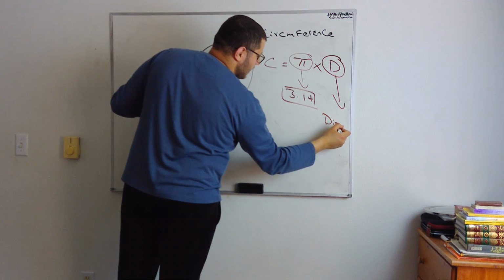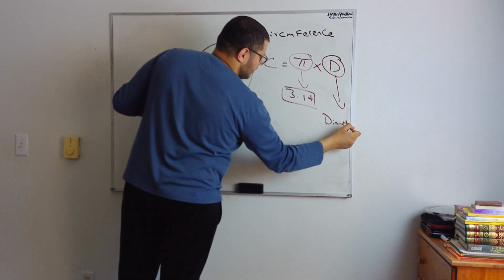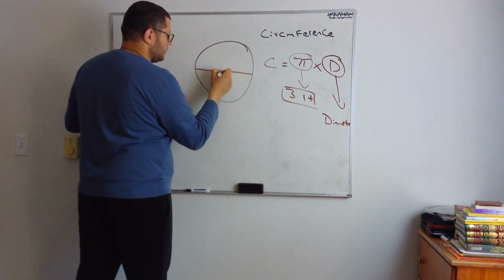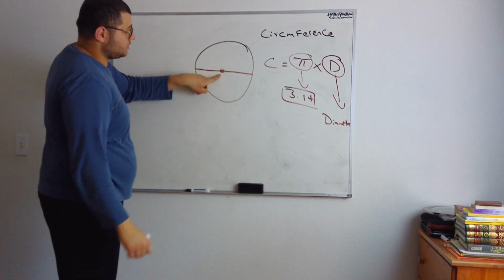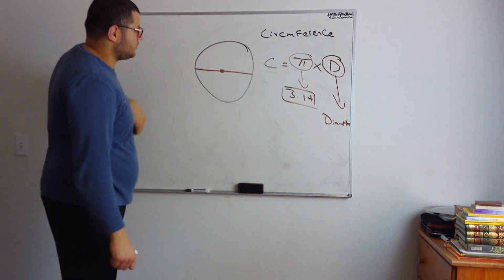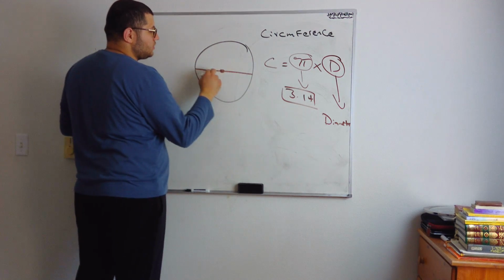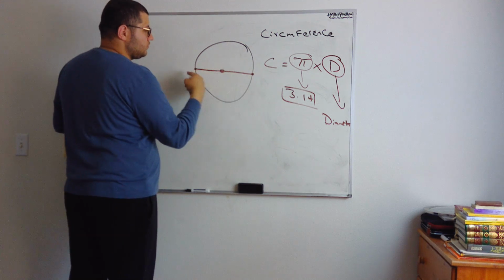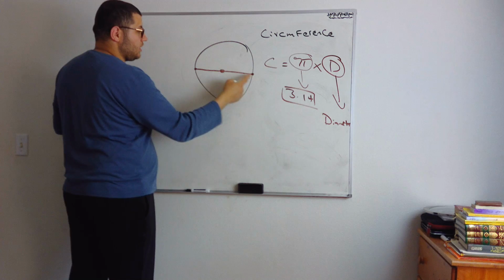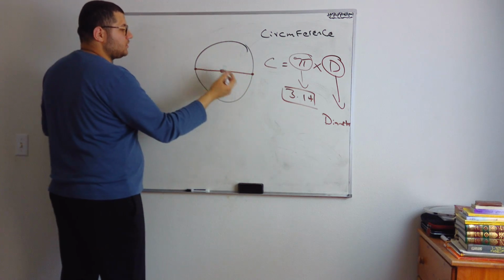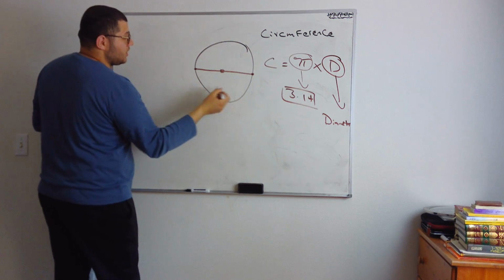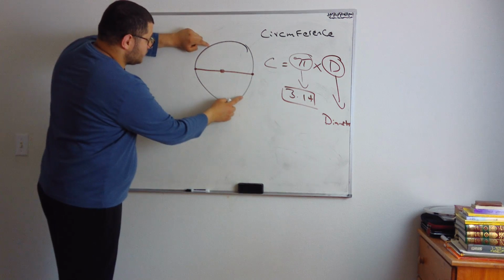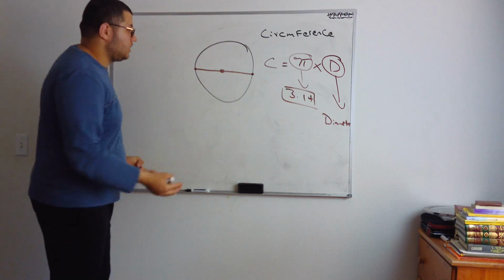What is the diameter? The diameter is the line that goes through the middle of the circle. This is the center of the circle, the middle of the circle. The line that goes through the center of the circle, with both ends ending on the edge of the circle, is called the diameter. It can go this way or this way, as long as it goes through the middle of the circle and ends on the edge of the circle, we call it the diameter.